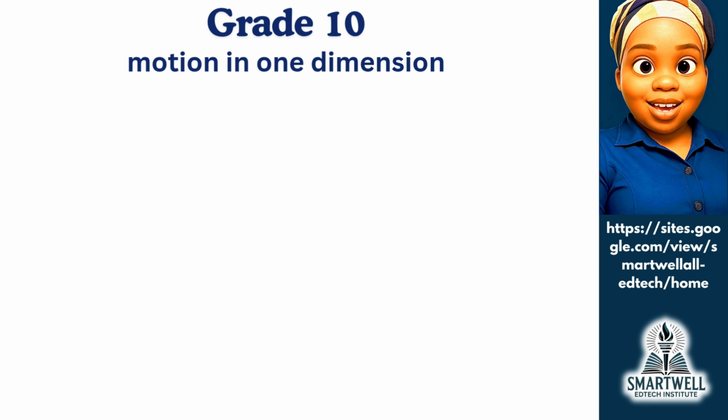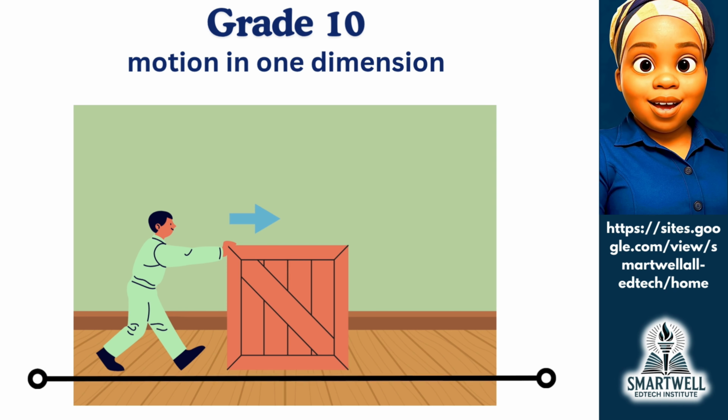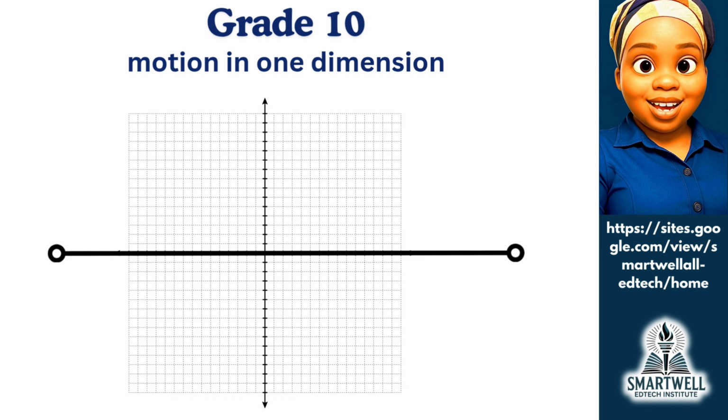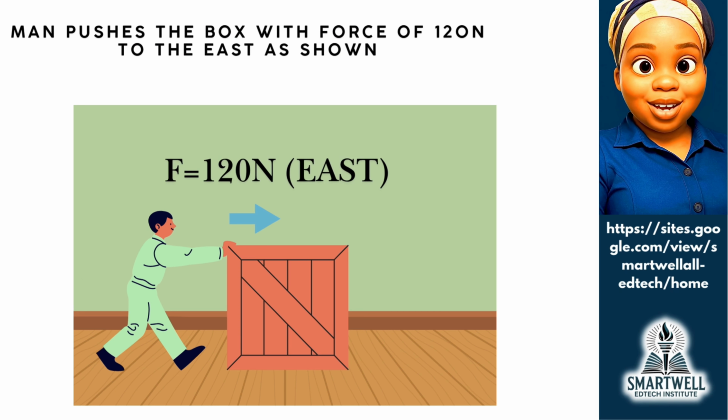In grade 10, you also learned about motion in one dimension. This means motion along a straight line. Only one variable changes. If the motion is horizontal, then only the x direction changes. For example, a man pushes a box with a force of 120 N eastwards on a straight horizontal surface.